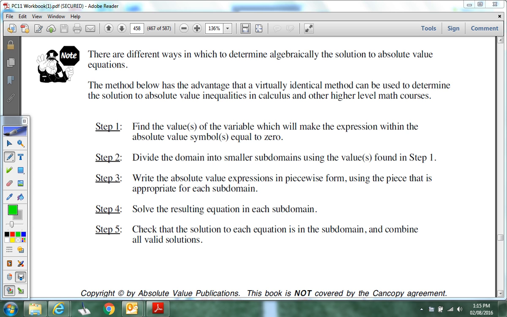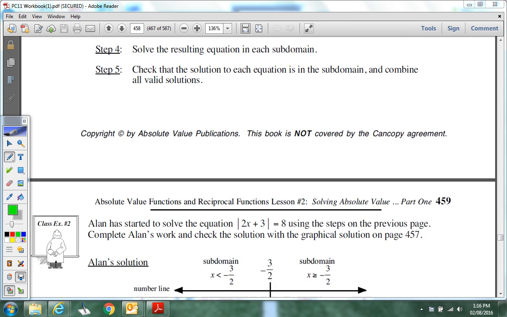Find the values of the variable which will make the expression within the absolute value symbols equal to 0. Divide the domain into smaller subdomains using the values found in step 1. Write the absolute value expressions in piecewise form. So we're talking about pieces of the graph. That's one thing we've been talking about when it comes to absolute value: you have a positive piece and a negative piece. If you think about pieces of the graph, you're going to see that each piece has its own solution, and it may not have a solution. Solve the resulting equation in each subdomain, check the solutions to each equation in the subdomain, and combine valid solutions. So those are the steps.